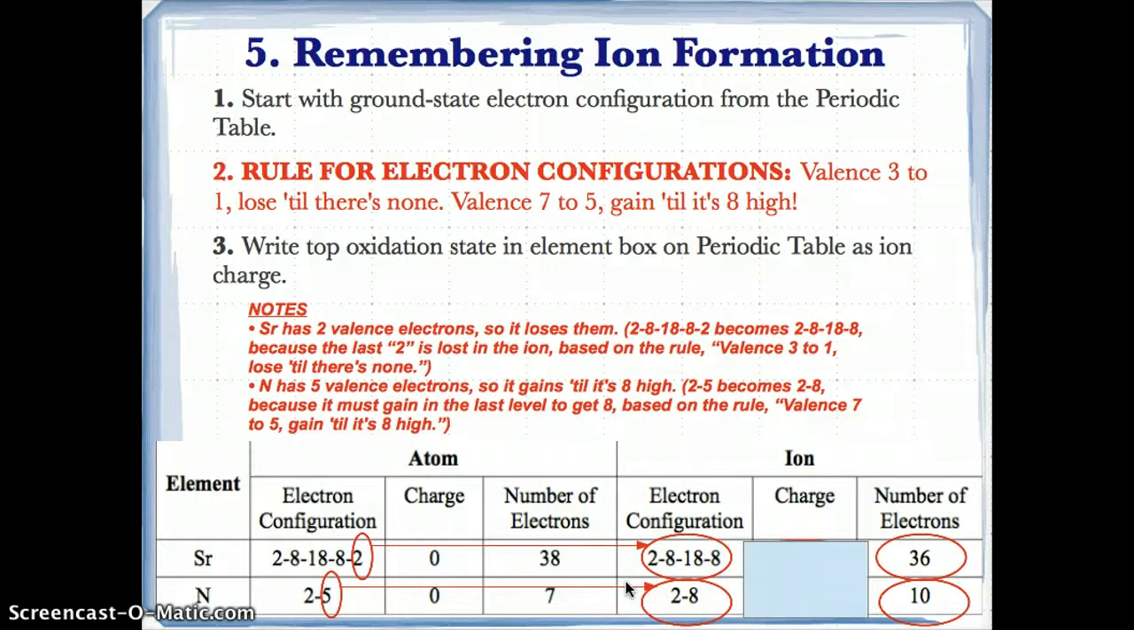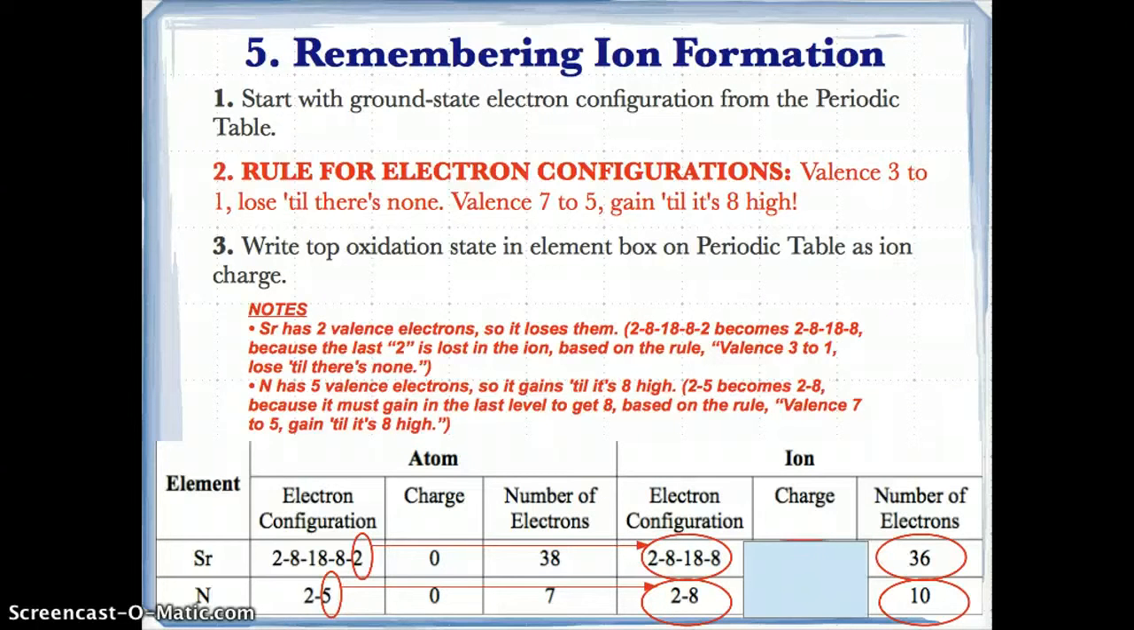All right, so that's how we get the electron configurations. We either take away the last number or we round up the last number to 8. If it's valence 3 to 1, then you lose the last number, lose till there's none. Valence 7 to 5, gain till it's 8 high, so you round the last number up to 8 if the valence number is from 5 to 7 or 7 to 5, however you see it, whichever works for you. All right?